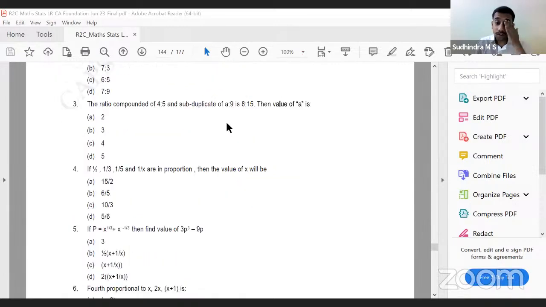If p is equal to x to the power of 1/3 plus x to the power of minus 1/3, find the value of 3p cube minus 9p. 3 into x plus 1/x. x plus 1/x is the right answer. Very good. We'll see how we got that.